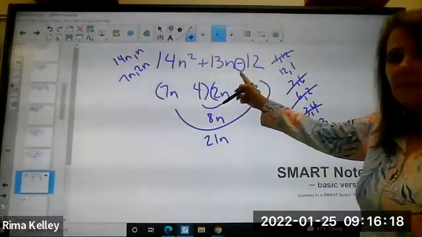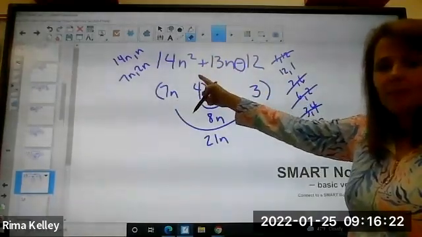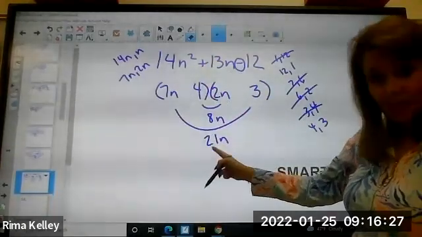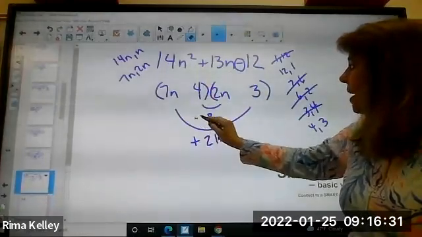Signs are different, and the bigger product is positive. So who's bigger, 8n and 21n? 21n's bigger. So this gets the plus, and this gets the minus.